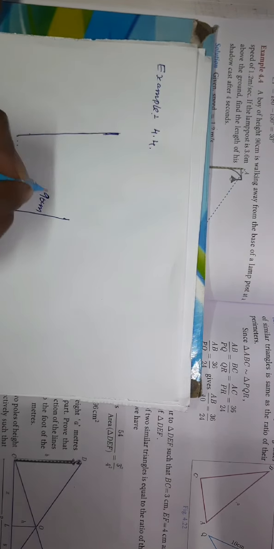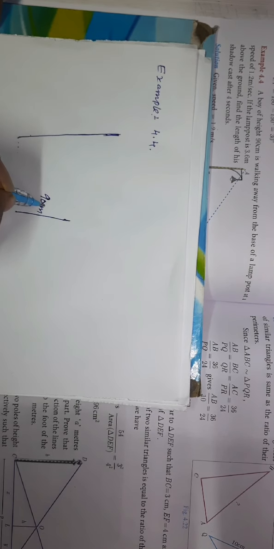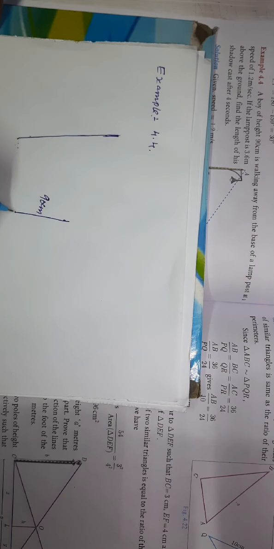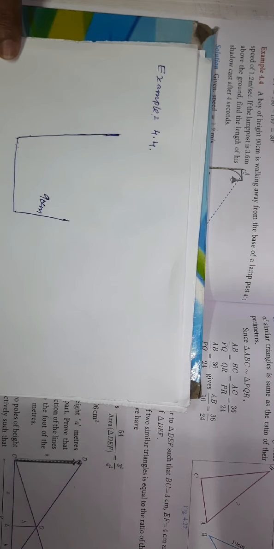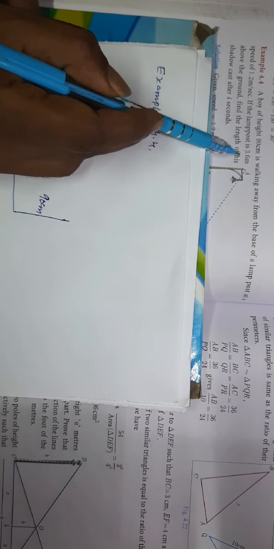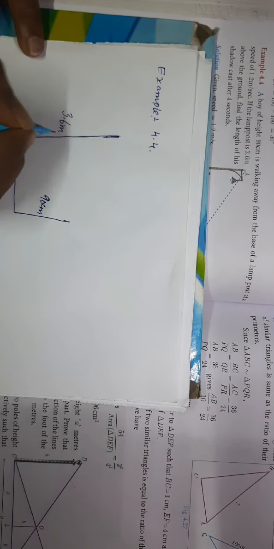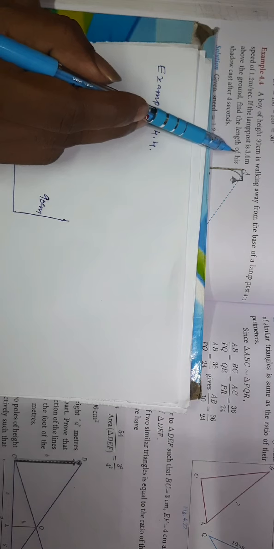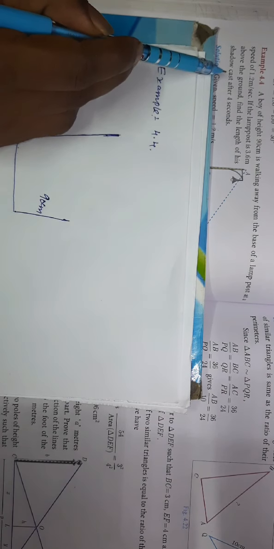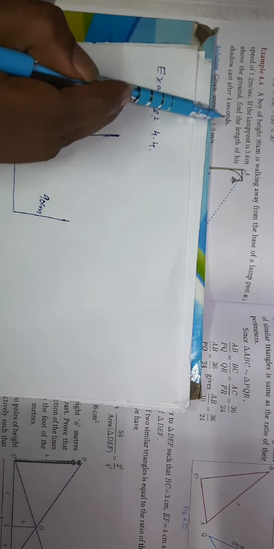Right? So the boy of 90 centimeter height is moving from the base of the lamppost at the given speed of 1.2 meter per second. If the lamppost height is 3.6 meter above the ground, find the length of his shadow cast after 4 seconds.